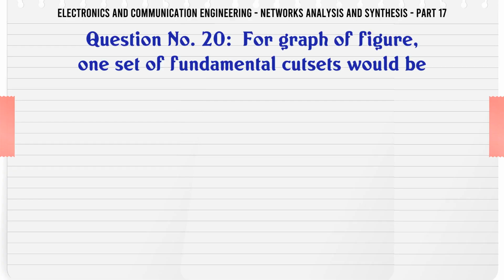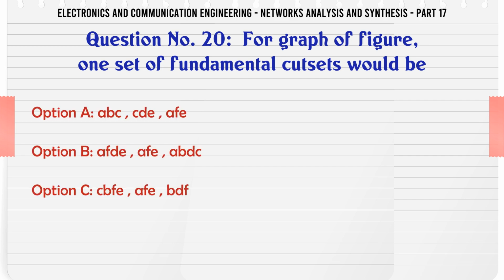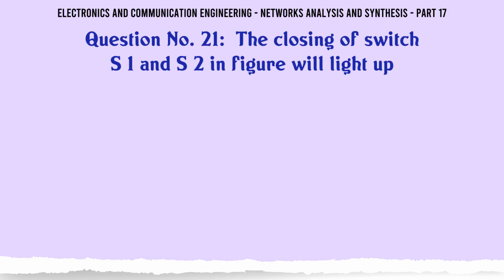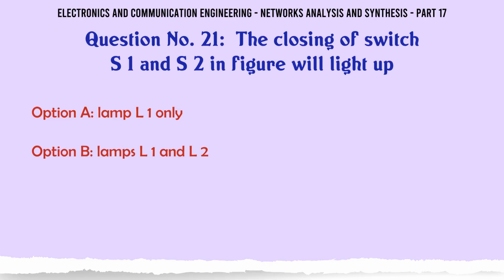For graph of figure 1, set of fundamental cutsets would be A. ABC, CDF. B. ABC, BDF. C. CBF, BDF. D. CBD, ADB, CDF. The correct answer is A. The closing of switch S1 and S2 in figure will light up A.